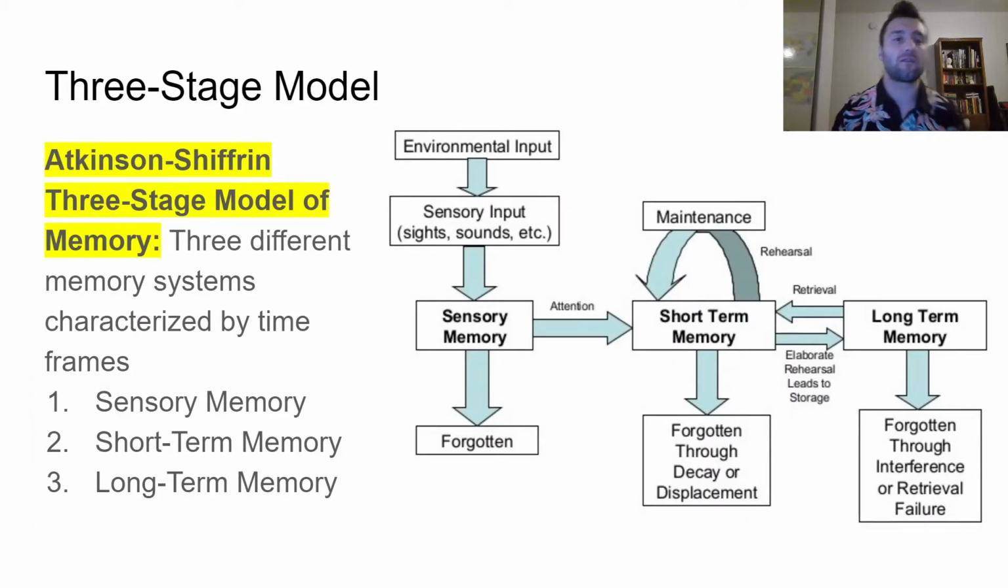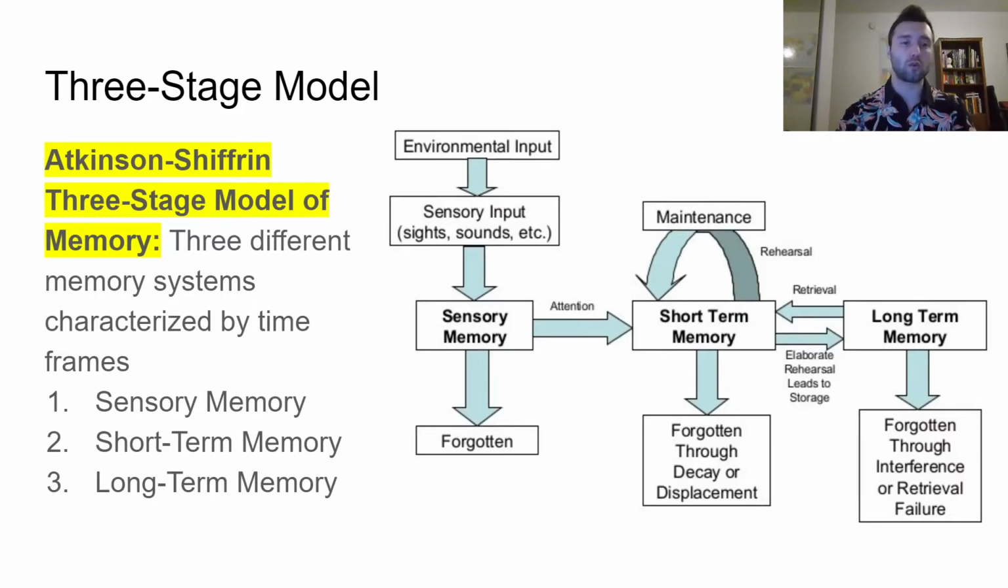Now, we're getting to our final model here, which is called the three-stage model. So we have the information processing model, the levels of processing model, and our final is the three-stage model. Technically, the long name that you may or may not say every once in a while is the Atkinson-Shiffrin three-stage model of memory. Again, if you remember three-stage model of memory, you'll be fine.